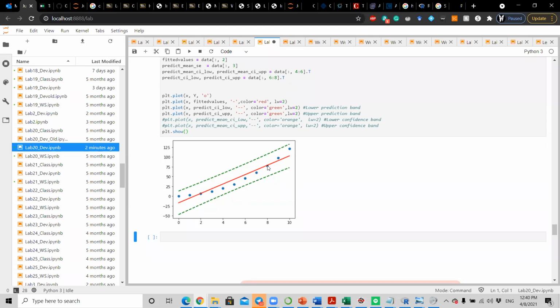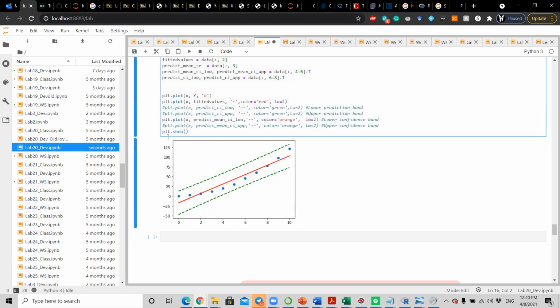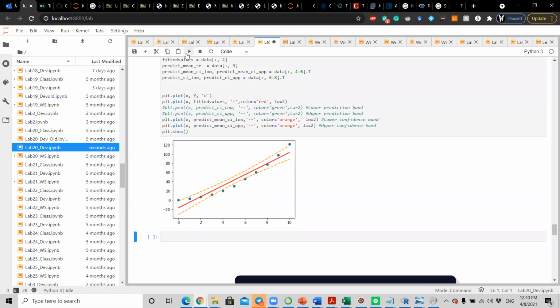So for every point that we have, we can use these lines to get an understanding of where the true value might be based on our model. Now, let me hash these again. And this time we are going to look at lower and upper confidence bands. Now, what do these orange lines tell us?